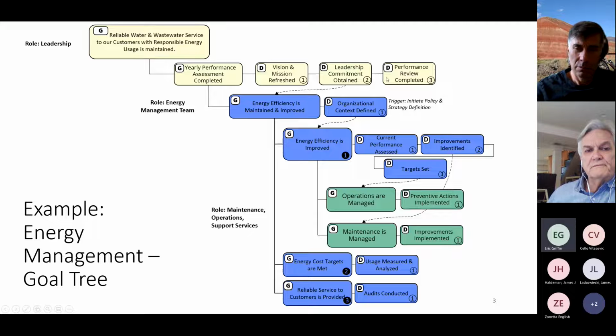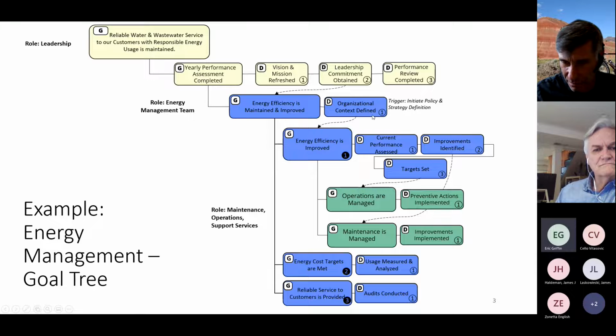And from here, you have the executive team. Their goal is to perform this annual assessment, this performance assessment, and there are decisions that need to be made to support that goal. So these things directly relate to the business process model. So the vision and mission are refreshed, leadership commitment obtained, performance review completed. These are like decision points in support of the goal at this level. These are required for the sub goals. So we need to have this leadership commitment in order for the energy team to establish their main goal of being energy efficient and improving energy efficiency. And the decision points supporting that, defining the organizational context.